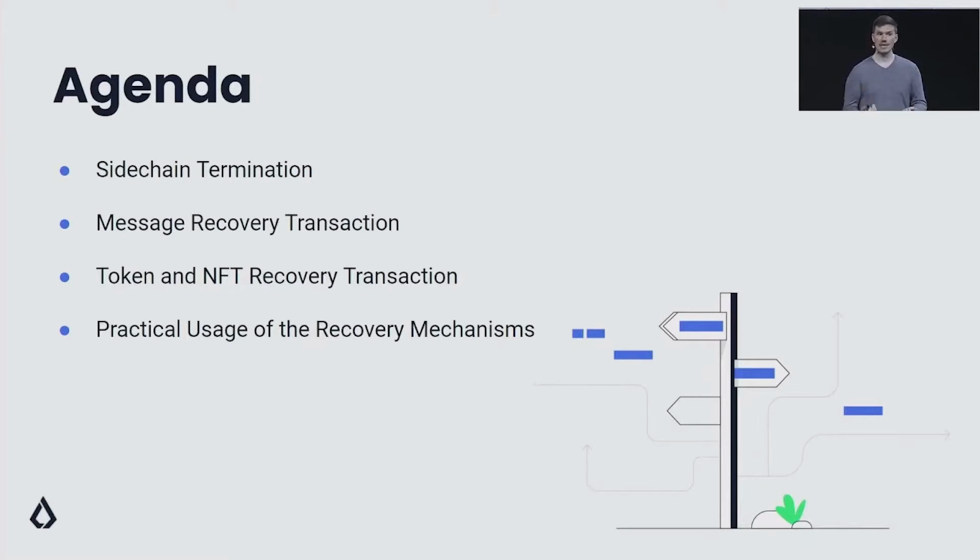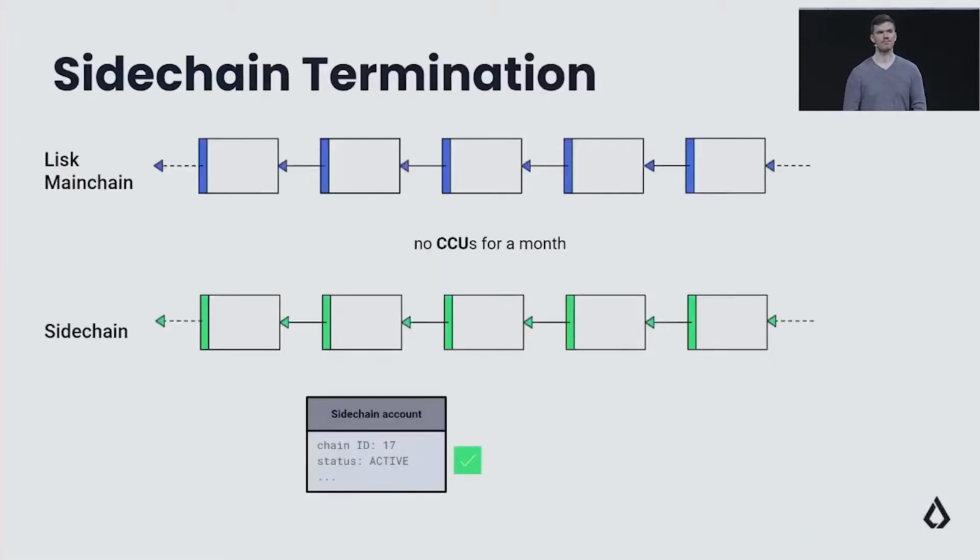First, we will see the sidechain termination procedures and which conditions can lead to a termination. And then we will go over all three recovery mechanisms and recovery transactions, which are the message recovery transaction, token recovery transaction, and NFT recovery transactions. And lastly, we will see a small practical usage of those transactions in the ecosystem.